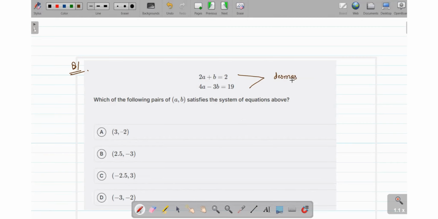Now, one thing that you need to keep in mind, as I already mentioned, is that Desmos doesn't understand what is A, what is B, correct? So we need to replace them with X and Y. So now if I replace A with X, then I'll make 2X. And if I replace B with Y, I'll make Y, that is equal to 2. That is about the first equation. What about the second one? That will become 4X minus 3Y is equal to 19. We have got two equations.